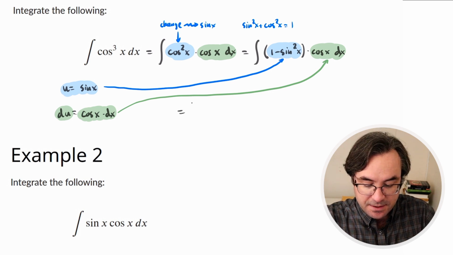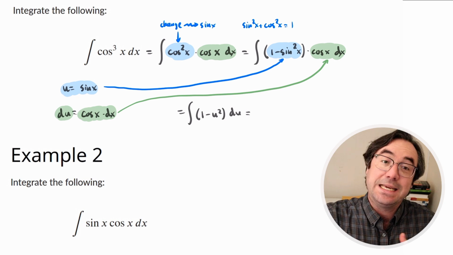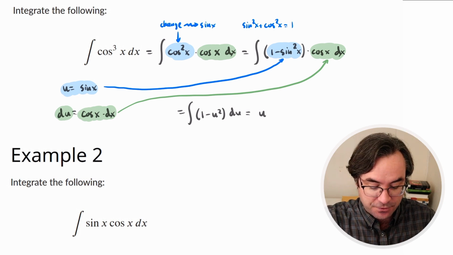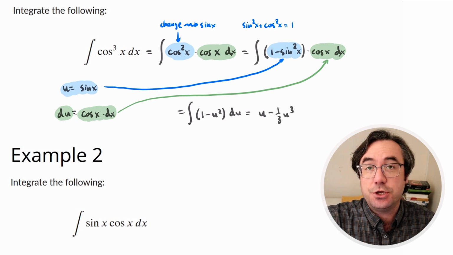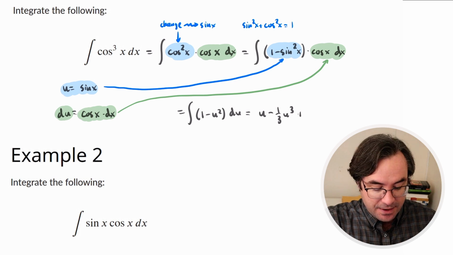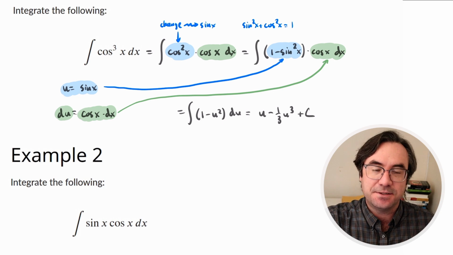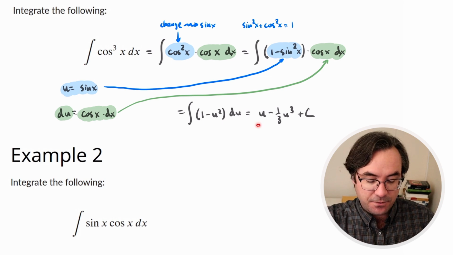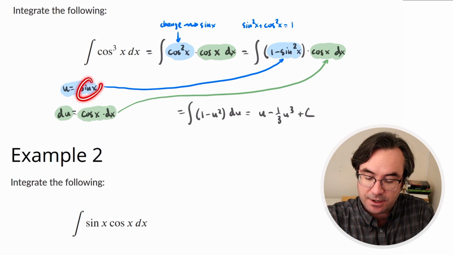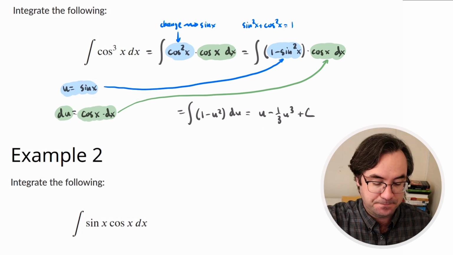So this ends up being the integral of 1 minus u squared times du. Get the antiderivative. So the antiderivative of 1 is u. The antiderivative of u squared is 1/3 u cubed. And then we're doing an indefinite integral, so we throw on our plus c at the end. And then finally, we just have to get back to x. So we're going to fill back in with our sine.